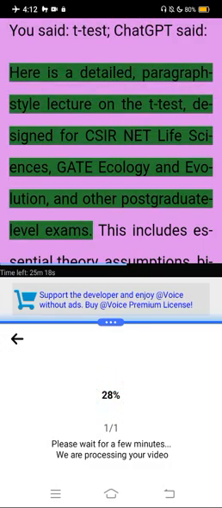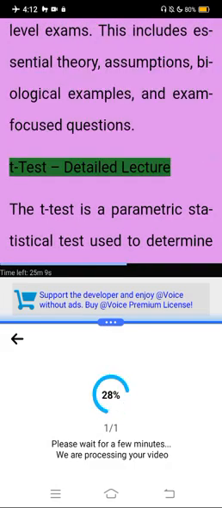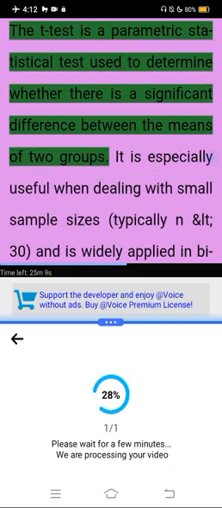Here's a detailed paragraph-style lecture on the t-test, designed for CSIR NET Life Sciences, GATE Ecology and Evolution, and other postgraduate level exams. This includes essential theory, assumptions, biological examples, and exam-focused questions. T-test, detailed lecture. The t-test is a parametric statistical test used to determine whether there is a significant difference between the means of two groups.